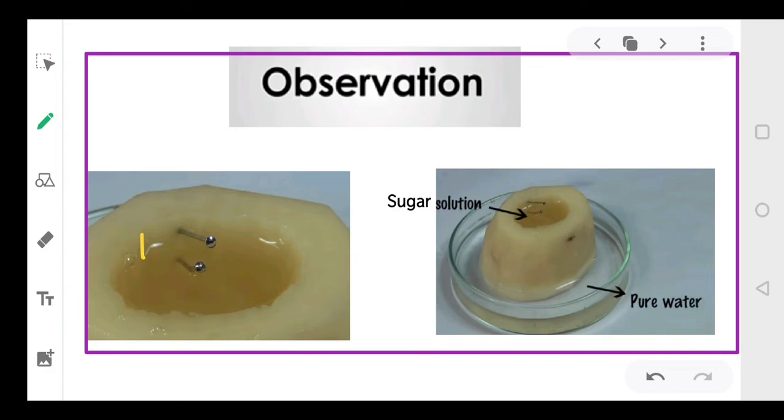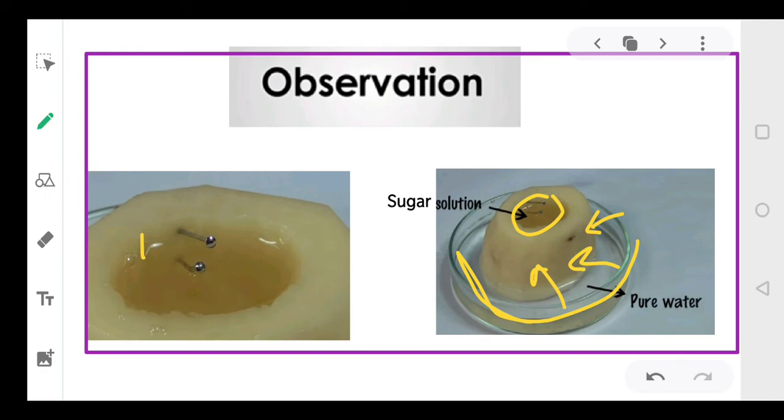We can easily note, outside we have the water, right? And on the inner side we have the sugar solution, right? So the concentration of water is more in the petri dish in comparison to the potato. So the water will move inside into the potato from all sides, and the level of solution will rise. So this indicates that there is a movement of water through osmosis.